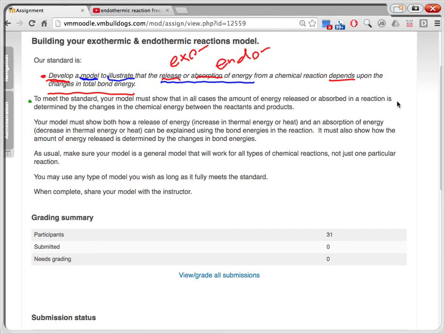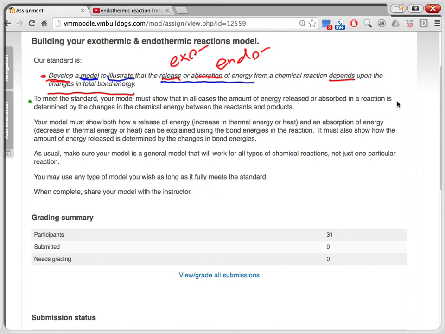And so what I want you to do is start working on this model with any time that you have left to do in ILT until we meet again. And so your model needs to show how both a release of energy, that is an exothermic reaction, and an absorption of energy, that is an endothermic reaction, can be explained using those bond energies. It also needs to show how the amount of energy released is determined by the changes in bond energy. So really that means that your model needs to show 4 different situations.